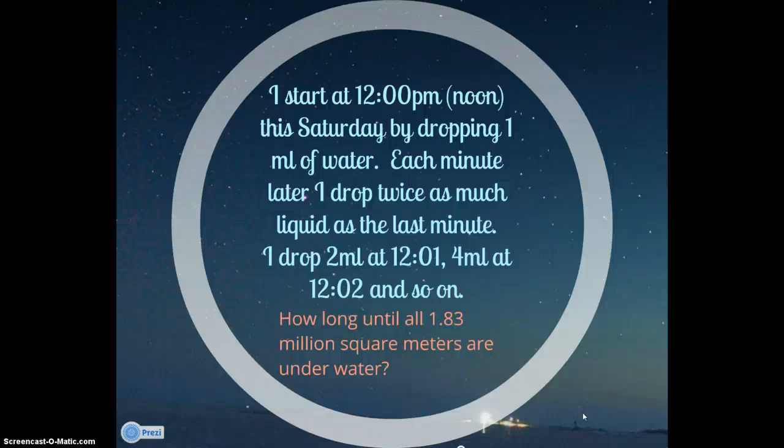If I start at noon this Saturday by dropping 1 milliliter of water, and then each minute later I drop twice as much liquid as the last minute. So for example, I drop 2 milliliters at 12:01, 4 milliliters at 12:02, 8 milliliters at 12:03, and so on. And we're going to assume that I have an infinite amount of water by my side. So at any point in time, if I need more water in my eyedropper, it will automatically appear.